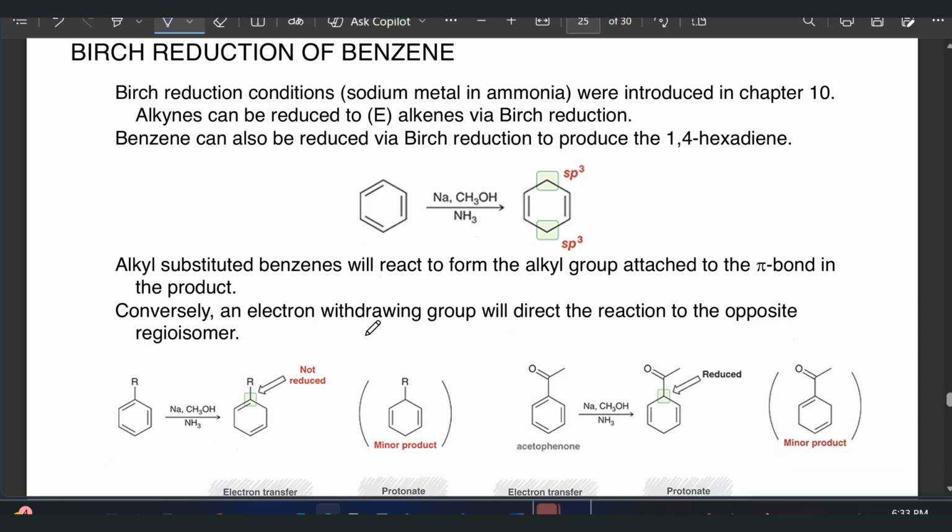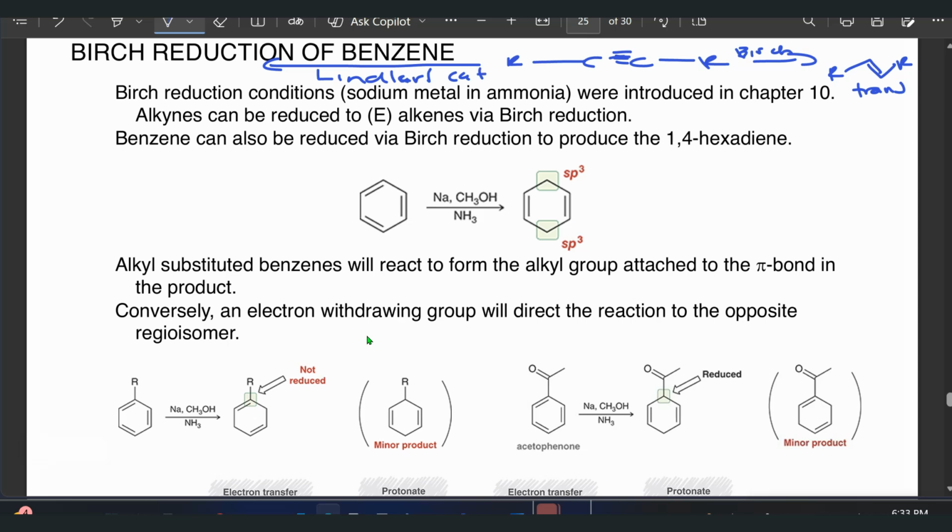Okay, so Birch reduction. Oh my god, again. It's a different thing. It's not the cis trans. Usually alkynes by Birch reduction, let me give you a review. If you have this and you give it Birch, you would get trans. But if you give it Lindlar's, that's the cis, that will give you the boat.